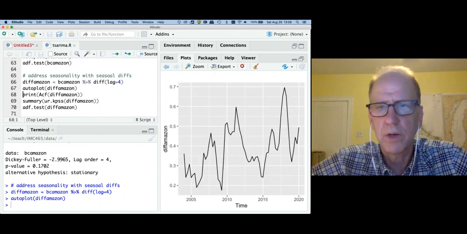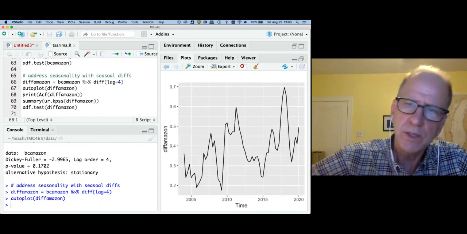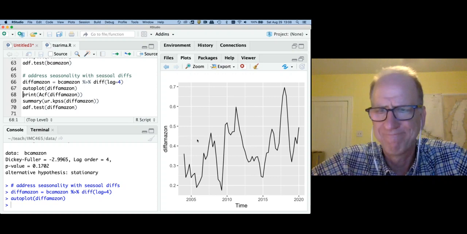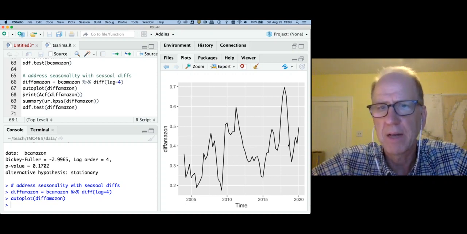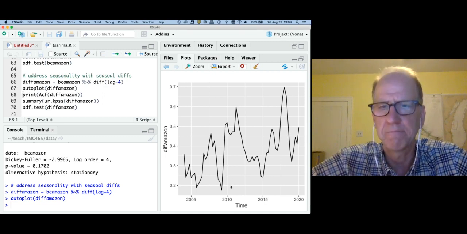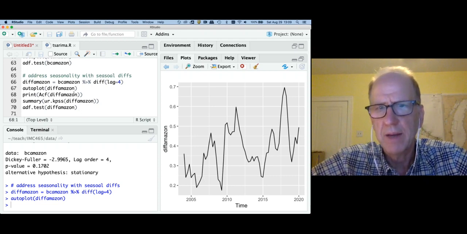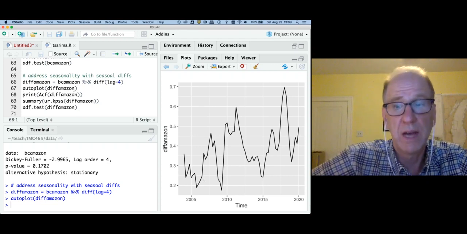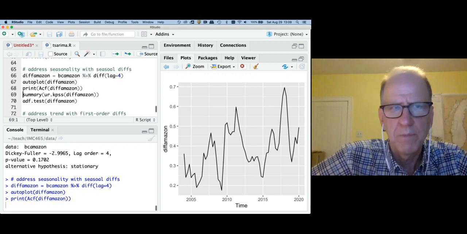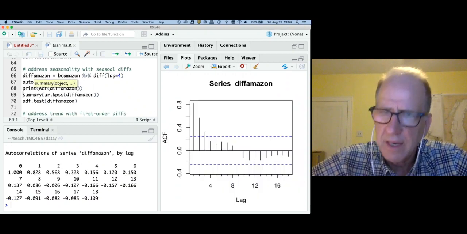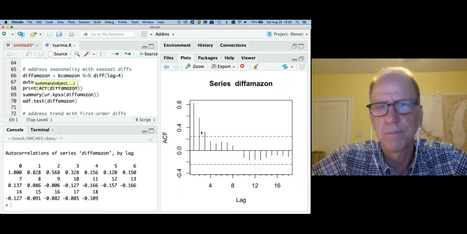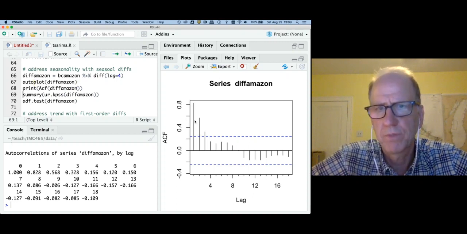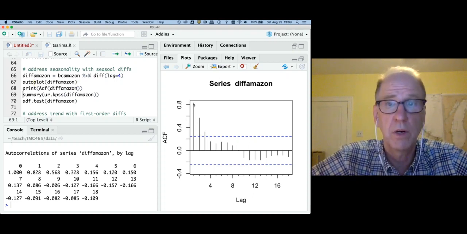If I go look at the auto plot, this is looking a lot better. Maybe there's a little bit of a trend, but I'm not sure I've got any regular seasonality at this point. So that seasonal differencing will fix a lot of things. If I look at the ACF, it indicates I've still got some problems. The first ACF coefficient is very large, signaling I've got some work to do.